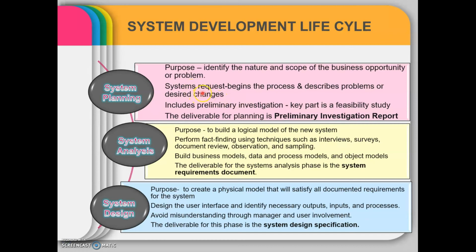So basically the activity will be the system request, which begins the process and describes problems or desired changes that the client wants. You must include a preliminary investigation, an initial investigation, meaning that the key part is a feasibility study. The deliverable for planning is the preliminary investigation report.